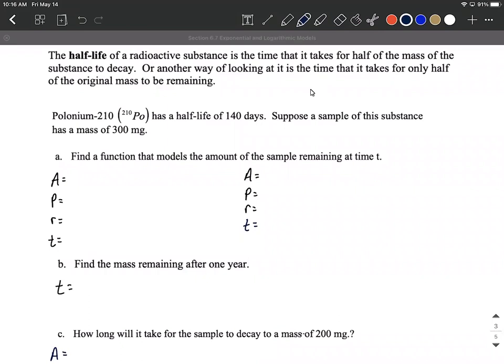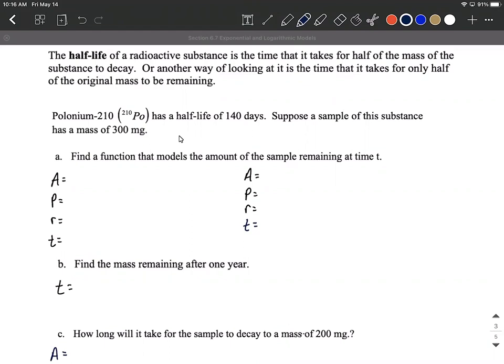So let's work a problem with this polonium-210. Everyone's favorite isotope of polonium has a half-life of 140 days. So it takes 140 days for whatever you start with to only have half that amount of mass. Half of it's gone, but half of it remains. Okay, so suppose a sample of the substance has a mass of 300 milligrams. Let's see if we can find a function that models the amount of the sample remaining at time t.